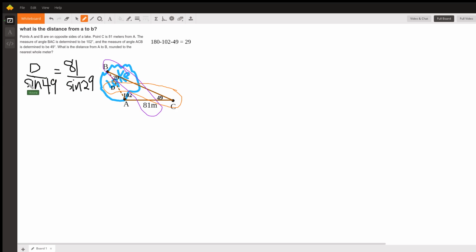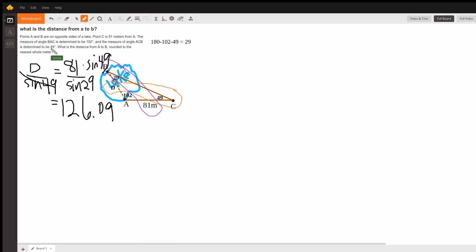Now, to solve for D, we're going to multiply both sides by the sine of 49. And it makes this go away. And so now we just put this on our calculator. We do 81 times the sine of 49 and hit equals, then divide by the sine of 29. And I get that this is 126.09. Oh, and make sure your calculator is in the degrees mode, not radians. Be sure it's in degrees.